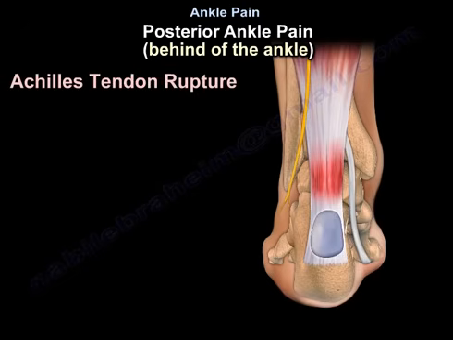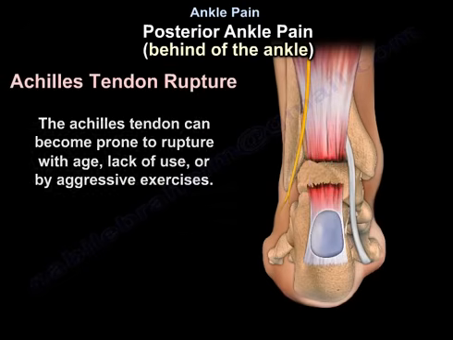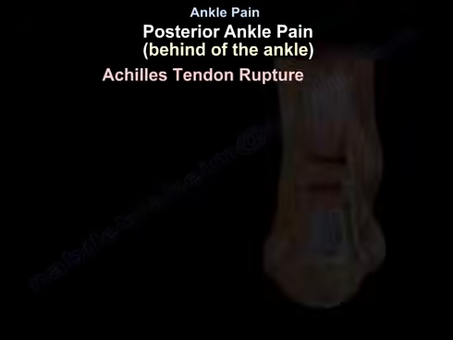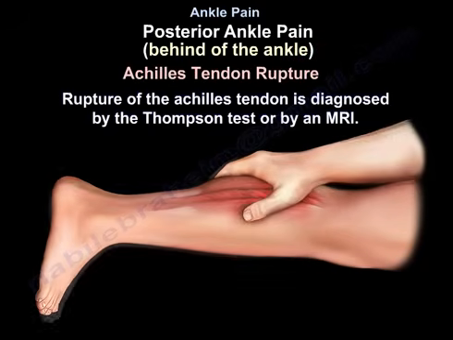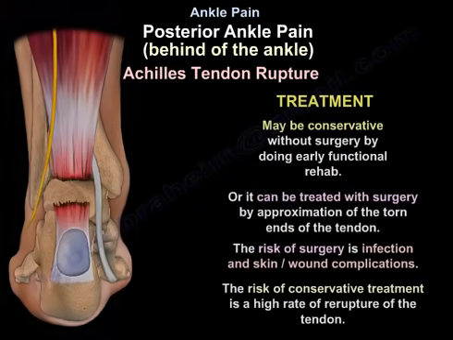Achilles tendon rupture. The Achilles tendon can become prone to rupture with age, lack of use, or aggressive exercises. Rupture is diagnosed by the Thompson test or by an MRI. Treatment may be conservative without surgery by doing early functional rehab, or it can be treated with surgery.